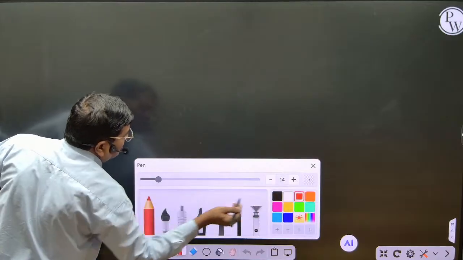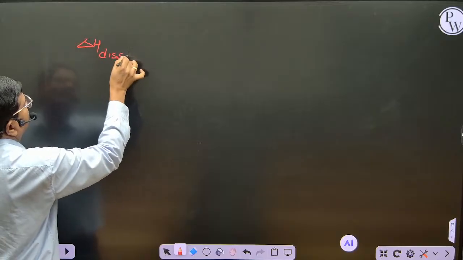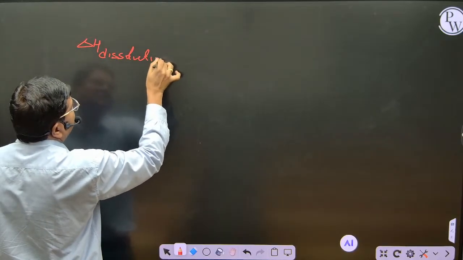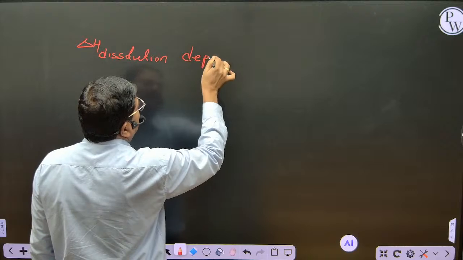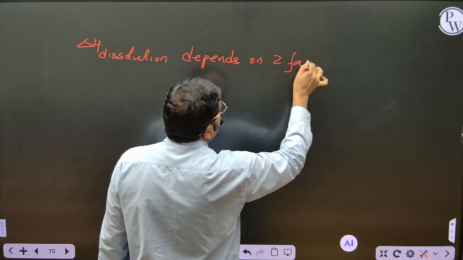Enthalpy of dissolution. Enthalpy of dissolution depends on how many factors? See, it depends on two factors. What are those two factors, students?